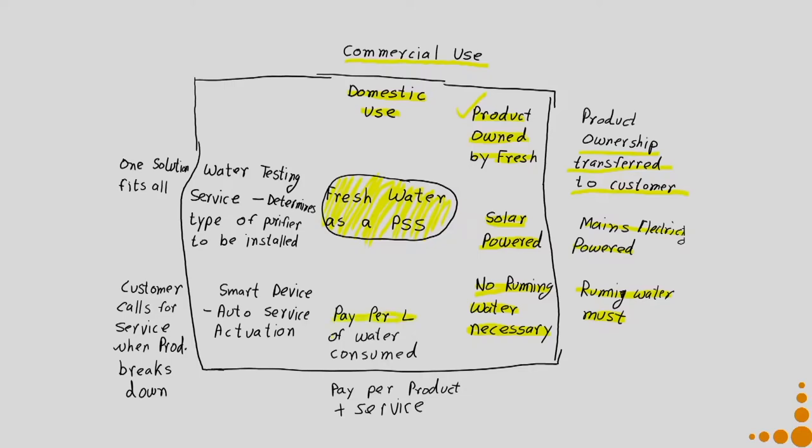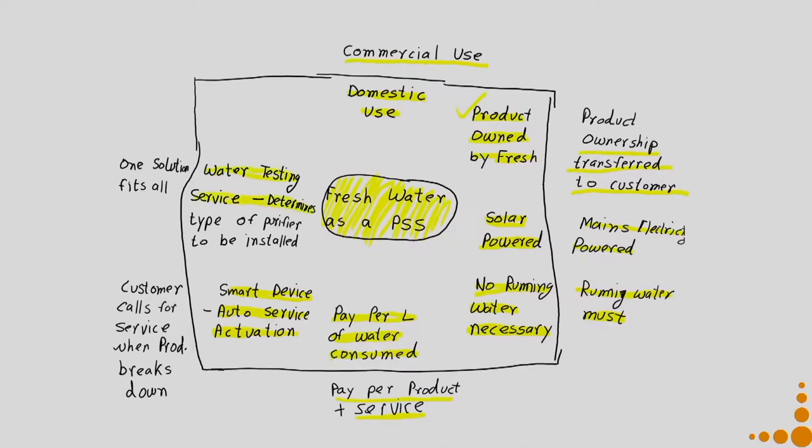Then I say, pay per liter of water consumed. That is in the market definition how I'm going to make people pay for it, and it is contrasted to the paper product service. Then smart device, I also wanted it to become a smart device. What my smartness will be in this case is auto service actuation. So it has some components which detect before the product is going to break down, and it sends a message to the service center and they come and repair it. Because right now the product is owned by Fresh, it should be done in that particular manner. Otherwise, if the product is not running, then Fresh is not making money. It might also be that if your product breaks down, repairing it at that point of time might be more expensive for Fresh. Then water testing service, which determines the type of purifier to be installed.